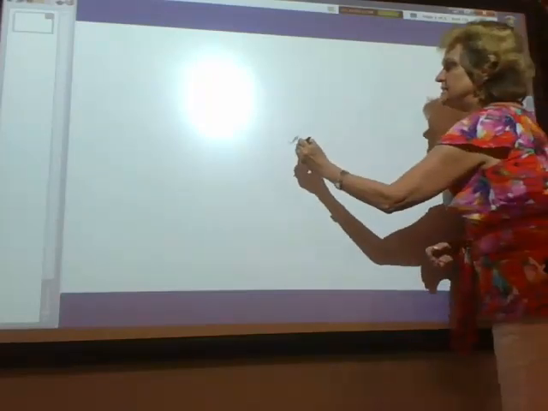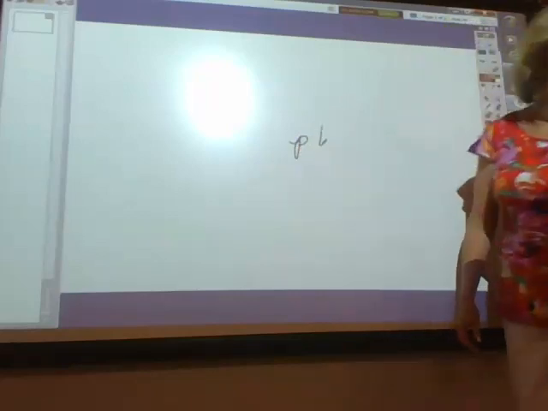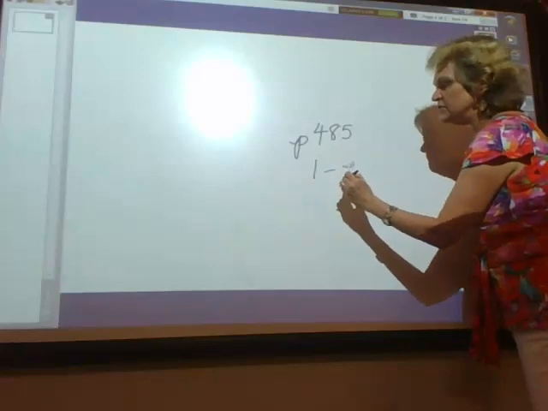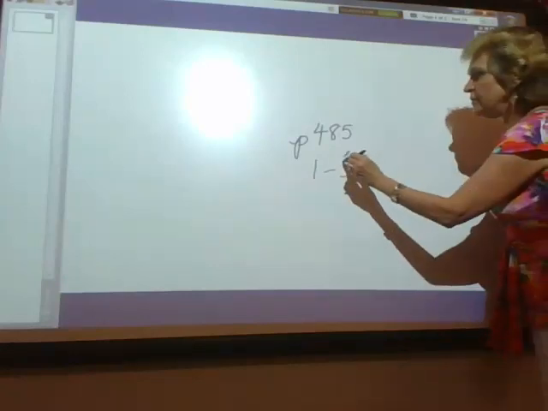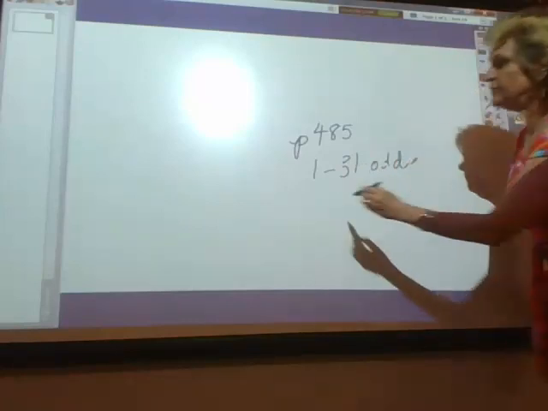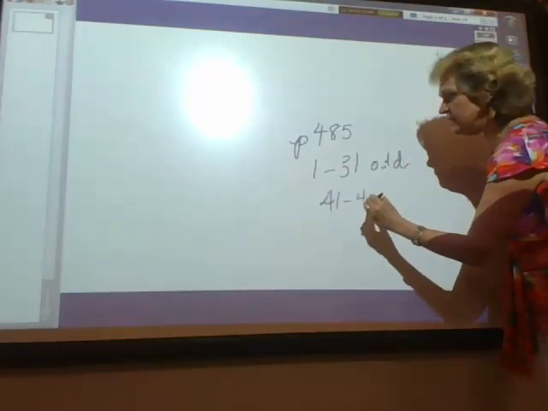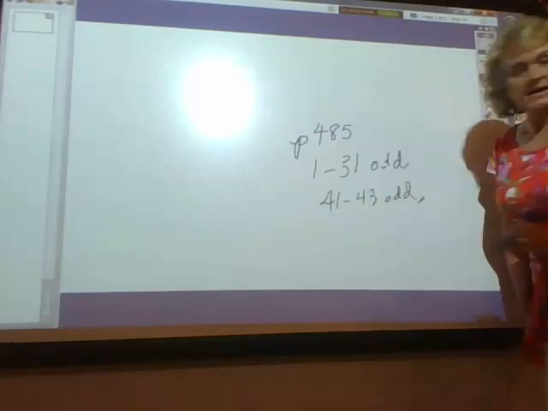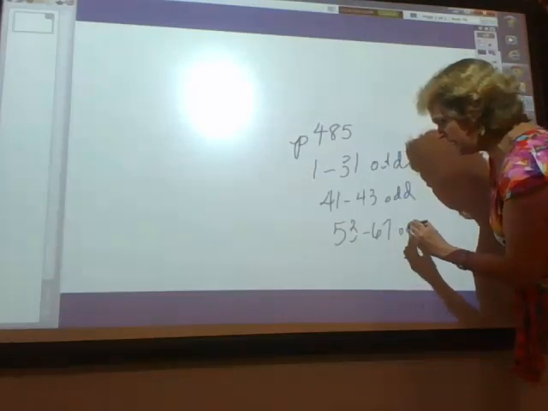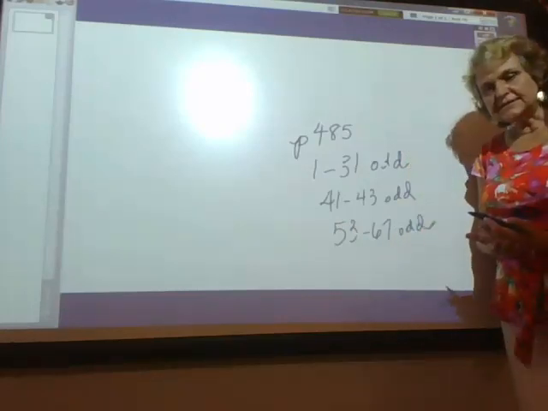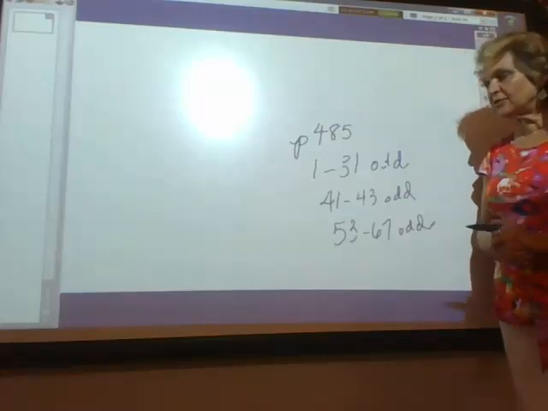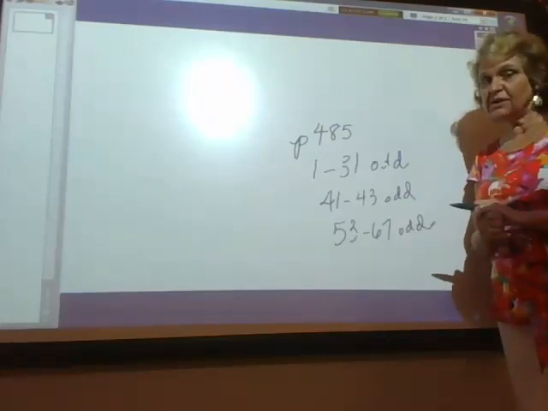Okay, gang. So today, you're going to work on page 485, and this is all on RenWeb. You're just going to do 1 to 31 odd, so you can check your answers in the back. You're going to work on 41 to 43 odd, and you're going to work on 53 to 67 odd. So do your best, check your answers after you've made an attempt, and then if you have questions tomorrow, we'll talk during our Zoom time.